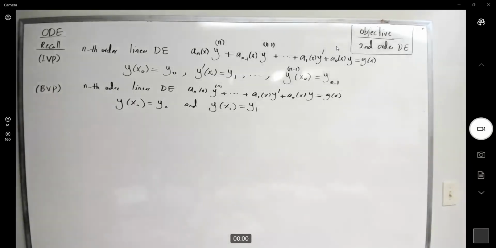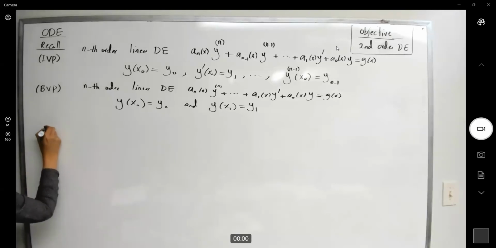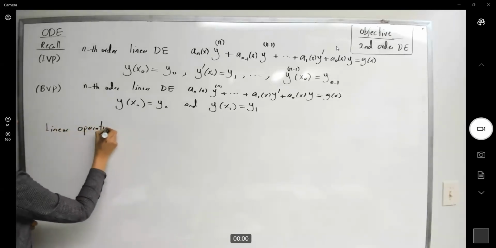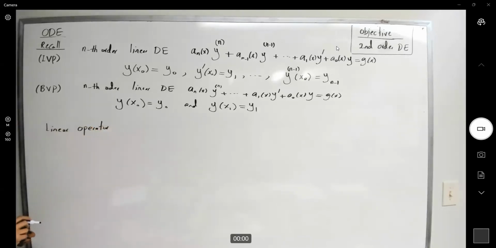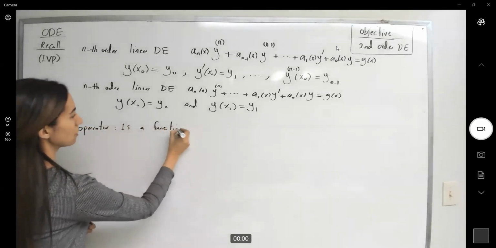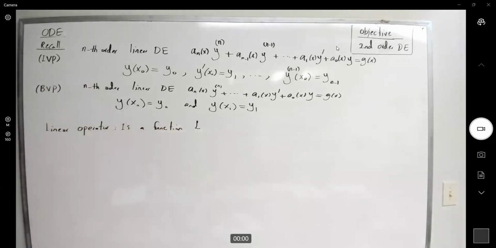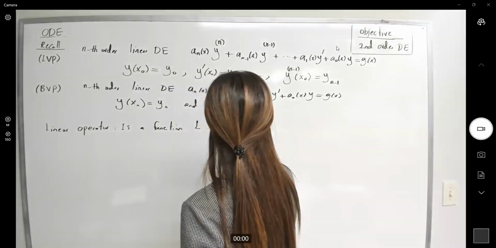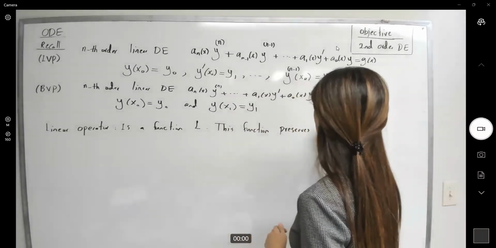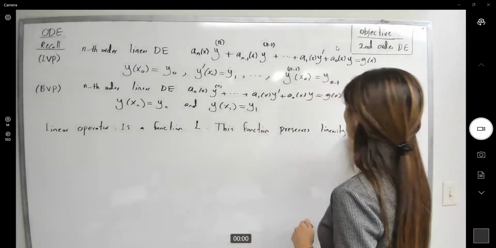Then we start talking about a linear operator. You're going to work with linear operators later in linear algebra as well. A linear operator is a function. Let us denote this function by L. This function is a function that preserves linearity. What do we mean by that?